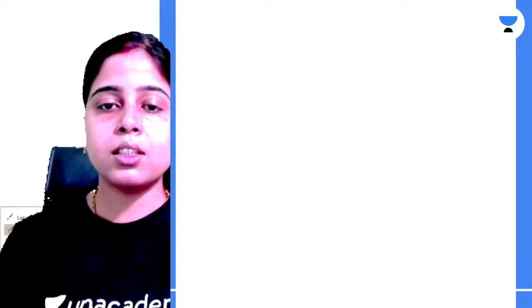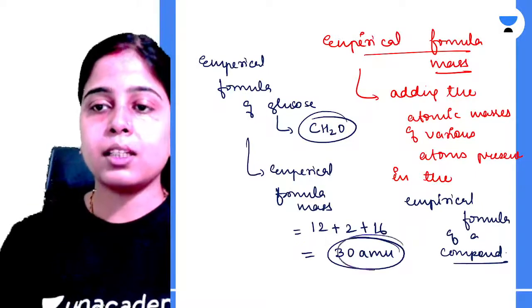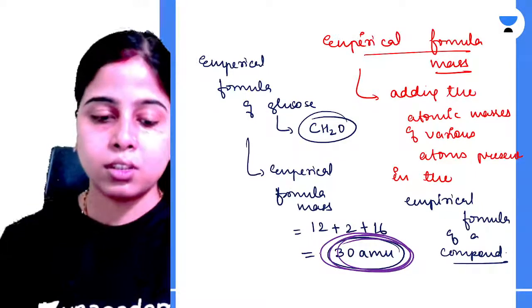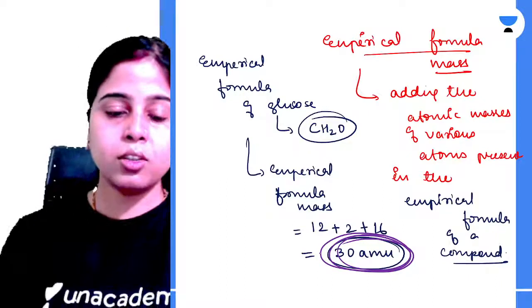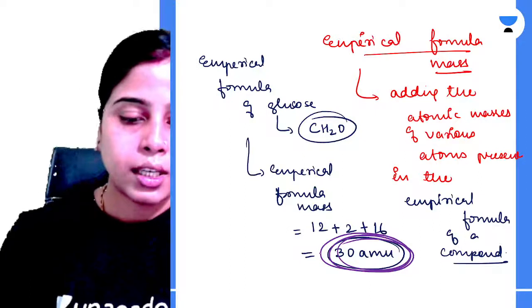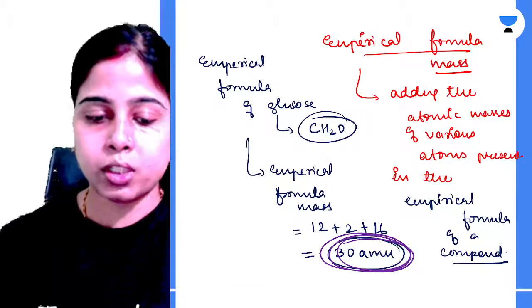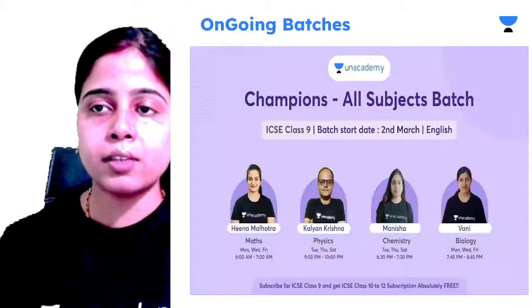So similar answer you are getting here also. 30 AMU. Yes or no? Okay, so similar answer you are getting over here also. So anyway, you can find out the empirical formula mass of different molecules. Okay, let's find out one more and then we will proceed back.